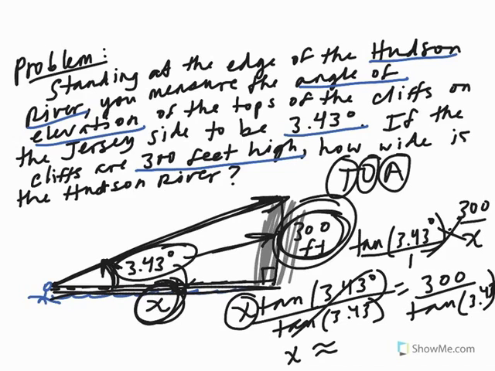And if you do that, you will see that we've calculated that the Hudson River is about 5,000 feet wide, which is actually just about true if you're looking across at 42nd Street. So that's an example of how to solve a problem with angle of elevation. Stay tuned and we'll do an angle of depression problem next.